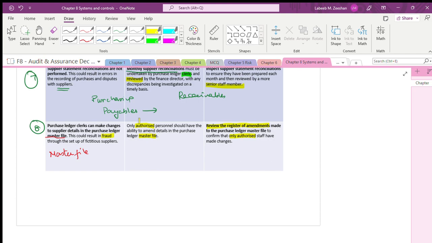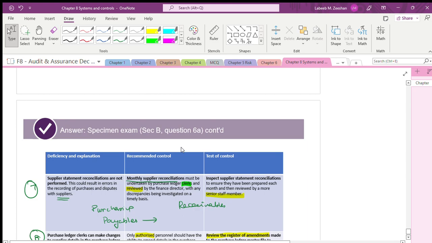Wherever there is a difficulty, I will say it's a difficulty. Wherever it is easy, I will say this is easy. Now you understand this. Identify the deficiency, explain. Second, give a control, what we have to do. And the test of control is easy, very simple, whatever the control is.